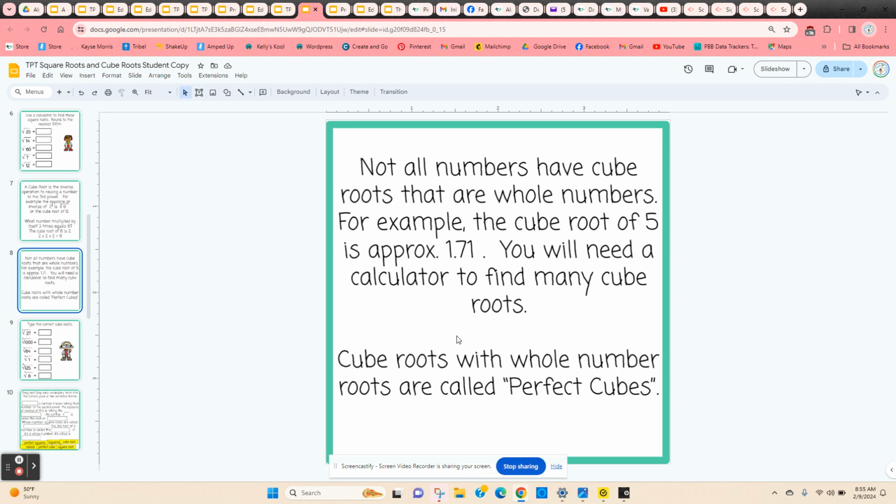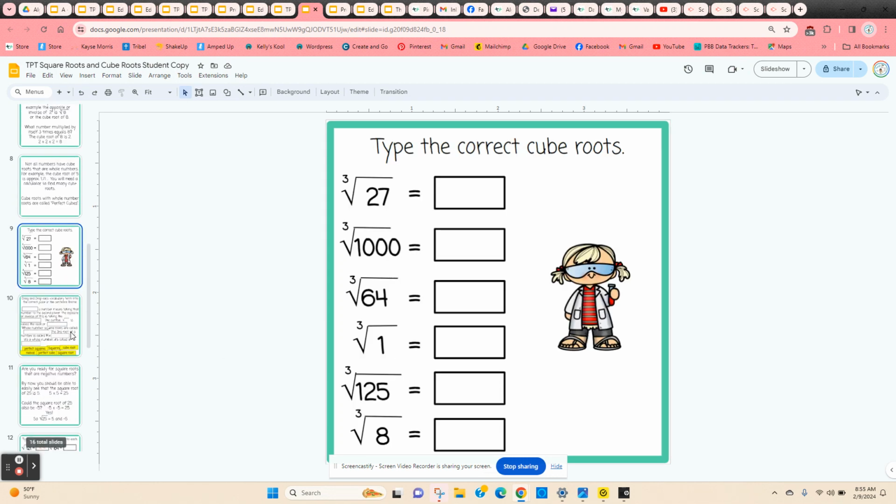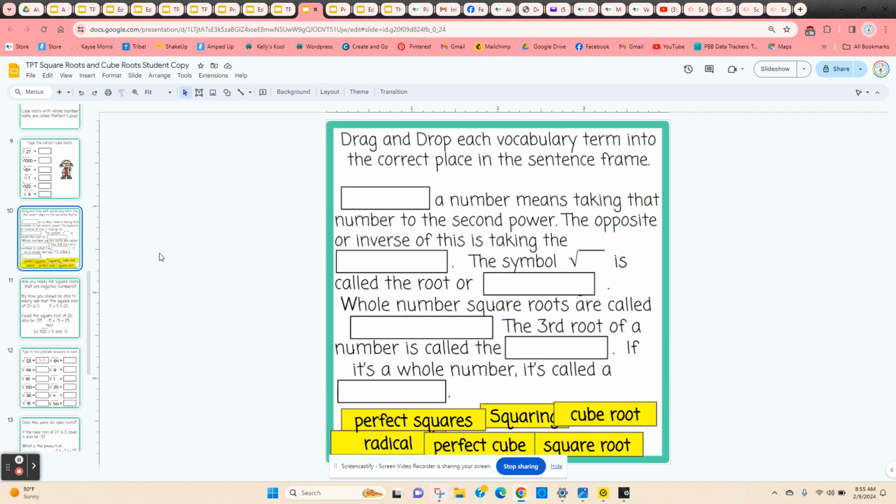And then a cube root that's a whole number is a perfect cube. So students are going to be typing in these perfect cubes. And then they have sentence frames here. They're going to drag and drop these terms into the correct place in the sentence frame as a review for these terms.